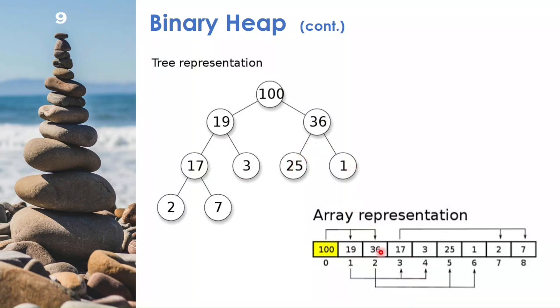36, 25, 1. So it's first 100, 19, 36, as you can see in here. And then 19 has 17, 3. It will be after that. Then 36 has 25, 1, like that. And then 17 has 2, 7, like that, okay? So this is how we can represent the tree. It's fairly understandable like this. Very simple, right? But this is how we can represent the tree as an array.